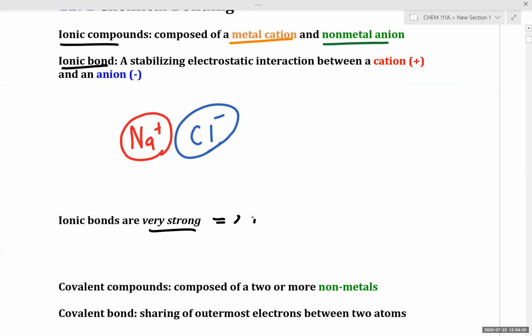We see this in the fact that ionic compounds have large melting points. If you actually try to melt sodium chloride and separate the ions from the solid, closely packed lattice, it takes a lot of energy. Ionic compounds typically melt around 400 degrees Celsius.